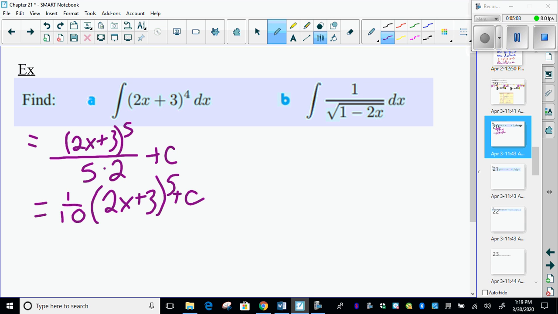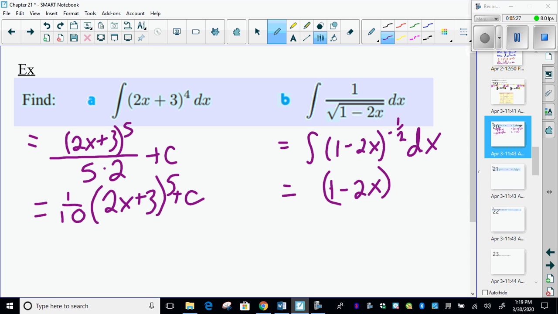Next one. First thing, I'm going to rewrite that integral as 1 minus 2x to the negative 1/2 power dx. So therefore, when I go through and do my derivative, it's 1 minus 2x. That's now going to go to the 1/2, which means I'm going to have to multiply by 2. Dividing by half, same thing as multiplying by 2.